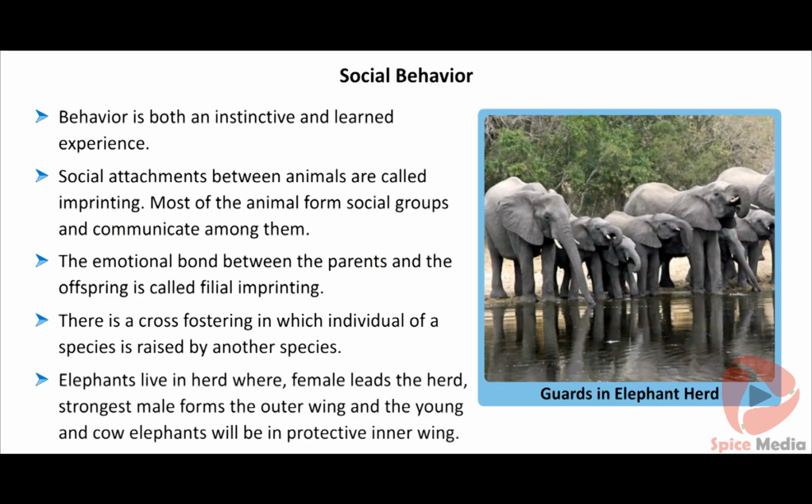Some individuals in mammalian societies guard their group. In an elephant herd, the oldest cow elephant leads the herd, while the strong males cover the peripheral zone and the young calves and other cow elephants will be in the center.